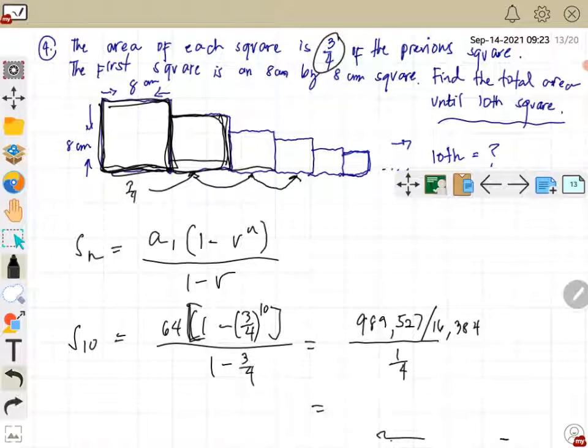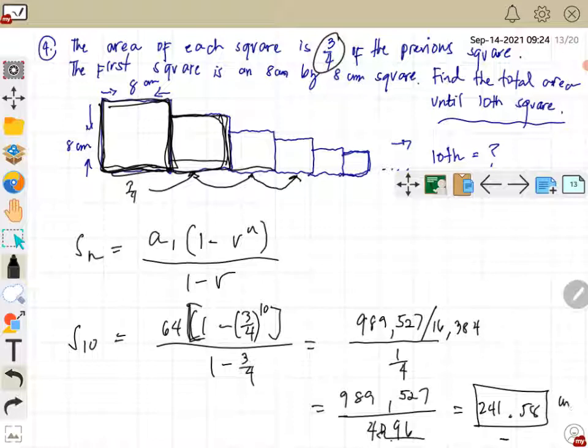Doing this again, you'll actually get 989,527 all over 4,096, or roughly 241.58 square centimeters.